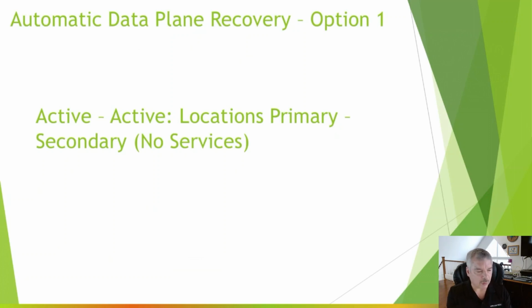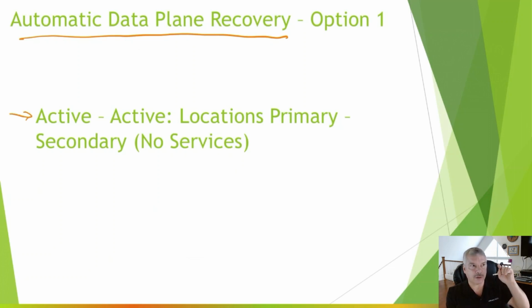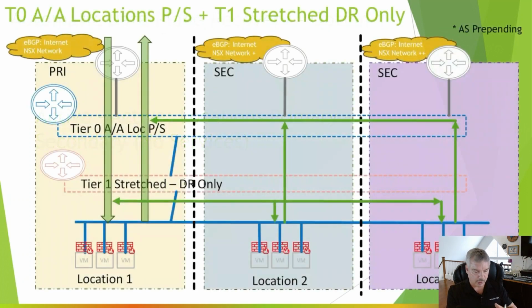So let's look at option 1. This is automatic data plane recovery. So let's talk about the automatic ones first. This will be active-active, so our Tier 0s in each location are running active-active, and our locations are primary and secondary. We have no services here, okay? So one location of traffic is going to go in and out, and the other location will be a secondary. So here again, I'm showing you 3 locations. It could do it with 2 if you want to.